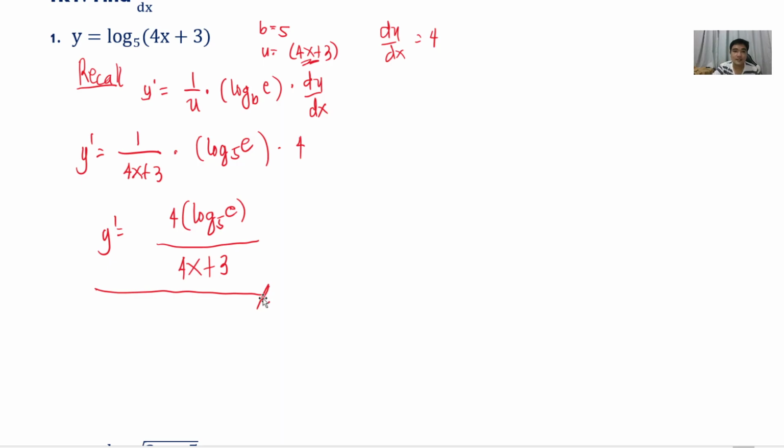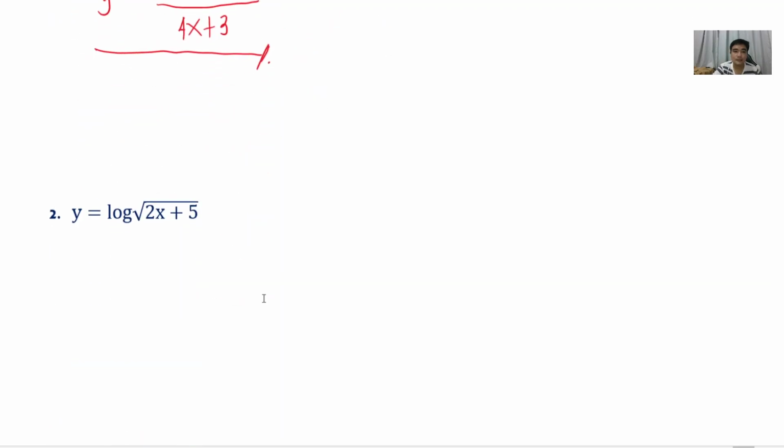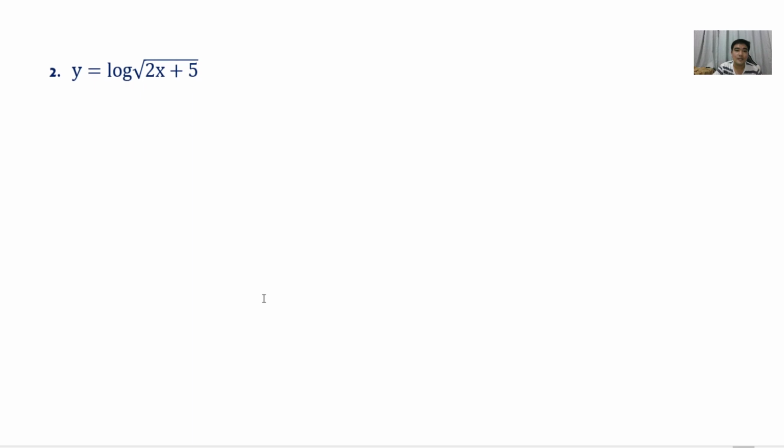Let's have another example. This one. Logarithm of 2 square root of 2x plus 5. Gamit tayo ng ibang color ng ballpen. Anong gusto nyo? Sige. Itong dark green. Let's try dark green. Okay.